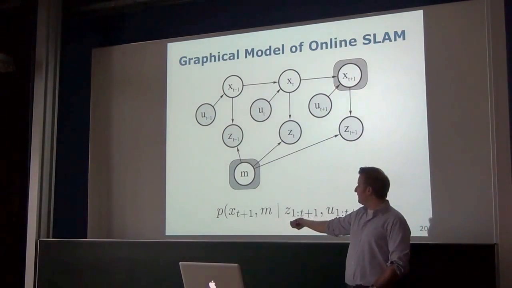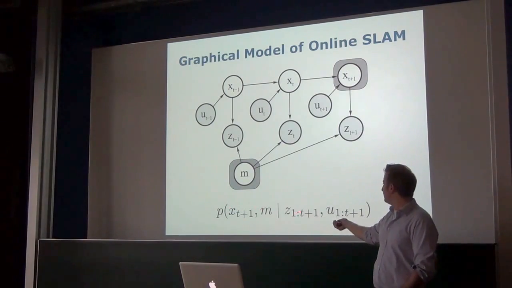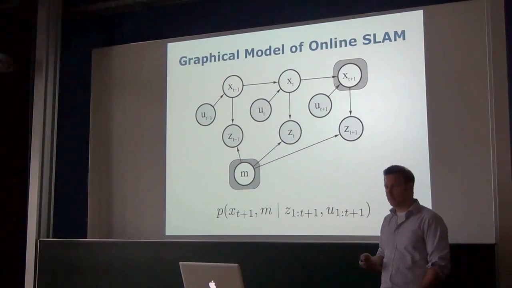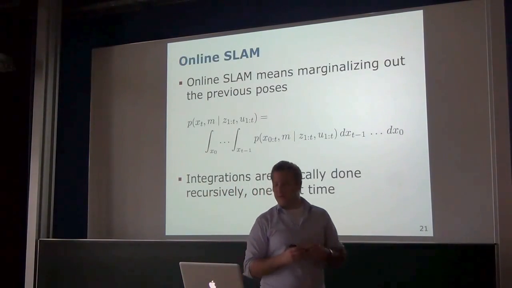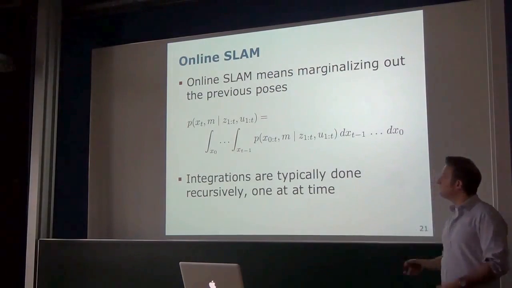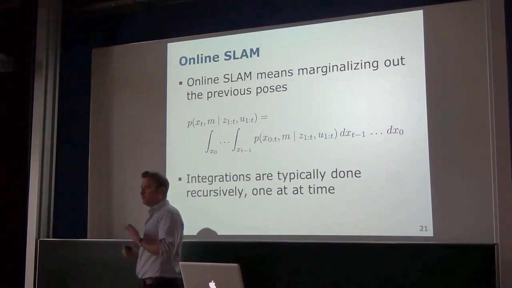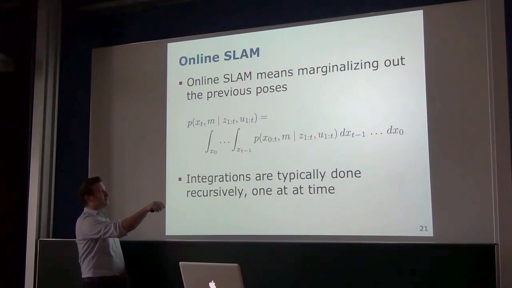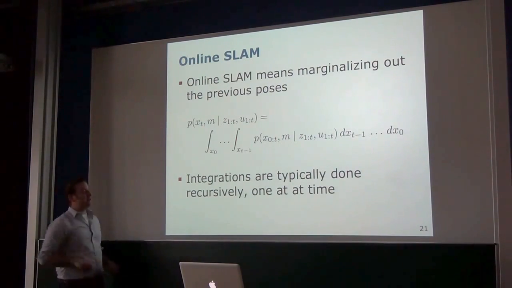What this means is I want to estimate the position of the robot at the point in time x_{t+1} and the map, given all the sensor observations so far and the odometry observations so far. These two problems are related. I can actually express the online SLAM problem by marginalizing out the poses from the full SLAM problem. So given I know this probability distribution over here, I can integrate out all previous poses and then get this online estimate.